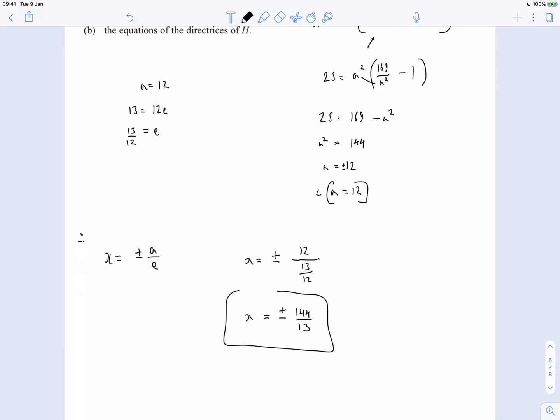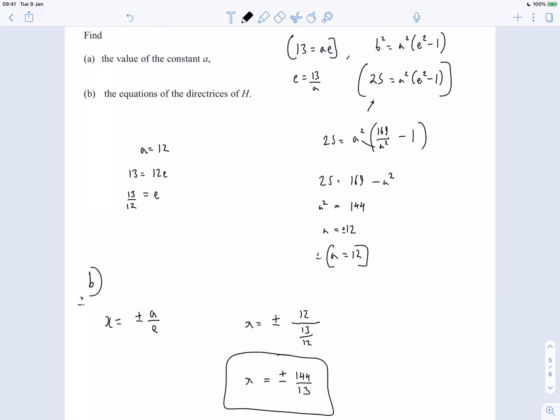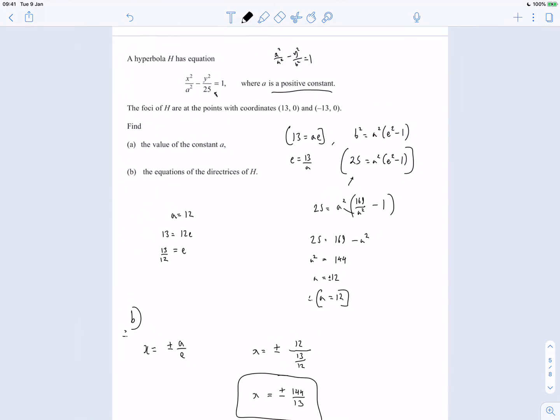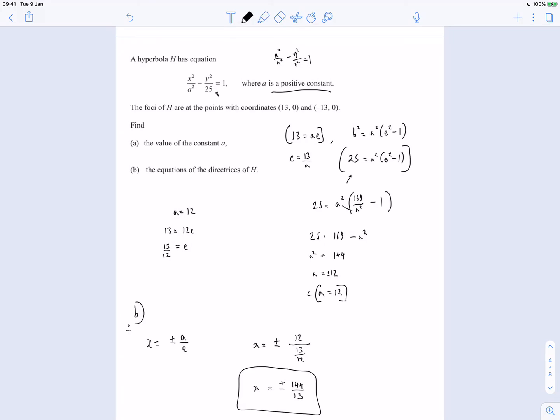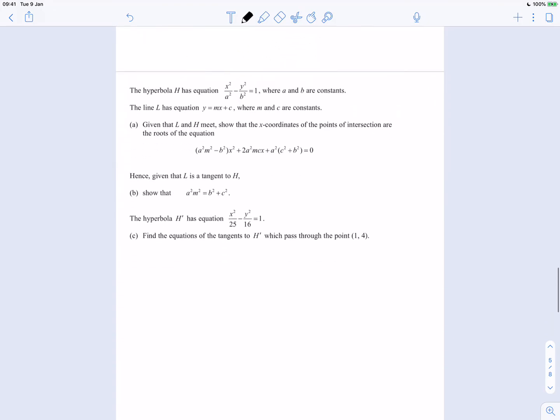So the two directrices have components x equals plus or minus 144 over 13. So that wasn't actually too bad. That was a nice warm-up question, just testing your knowledge, what you've seen so far. Actually, that was quite easy.